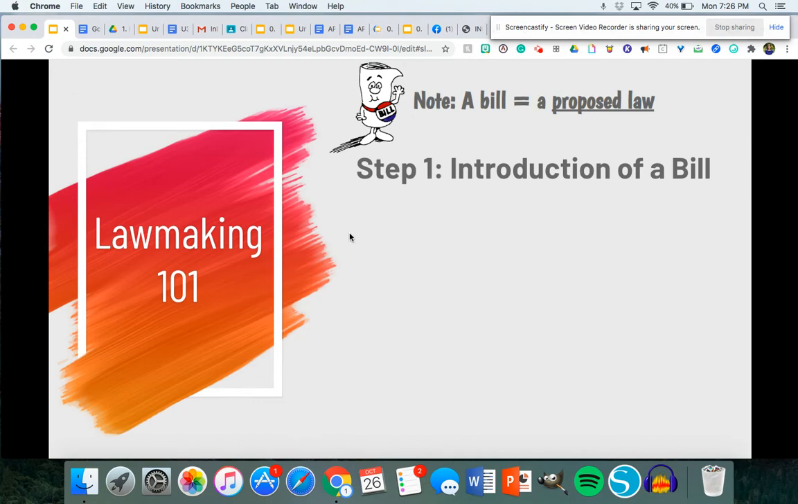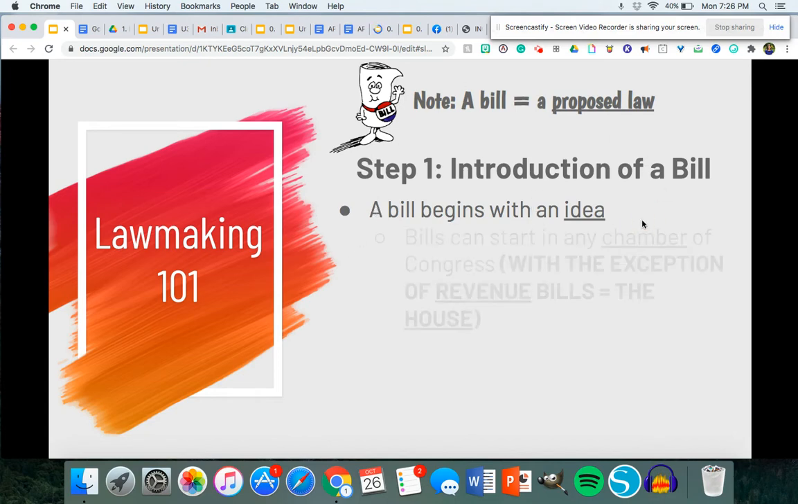So, the first step in the lawmaking process is to have the bill introduced. And a bill begins with an idea. This can be an idea about something local or small, or larger, like foreign policy, something that deals with the entire nation. For example, right now we've seen COVID relief bills being introduced into Congress to help those affected by the pandemic. So it really just begins with an idea.